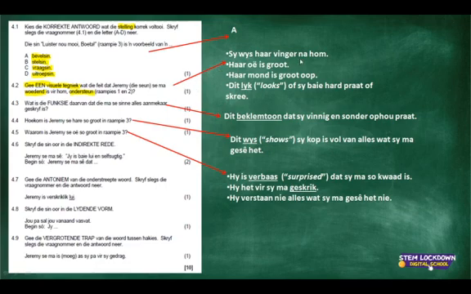So sy wys haar vinger na hom. She points her finger at him. Haar oë is groot. Her eyes are big. Haar mond is groot oop. Her mouth is wide open. Dit lyk of sy baie hard praat of skree. Now it's important to explain to the marker what you see. So by using the word "like," it says it looks as if. So you are telling the marker what you saw. Okay, so dit lyk asof sy baie hard praat of skree.